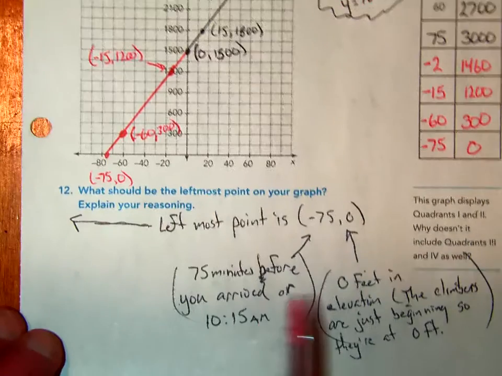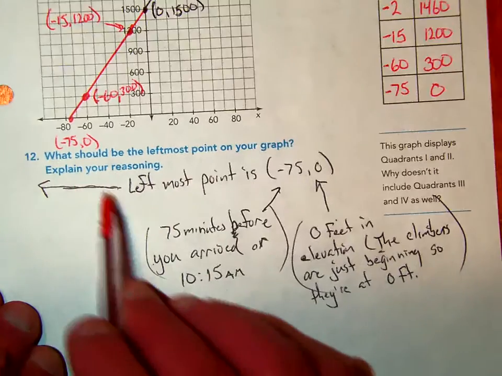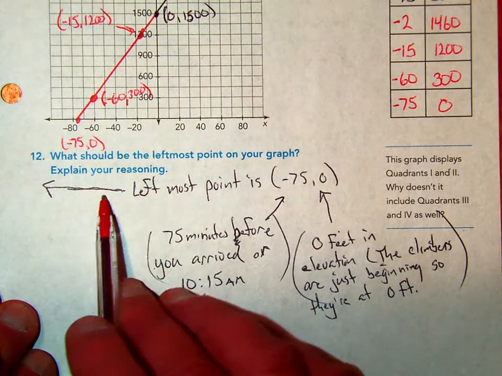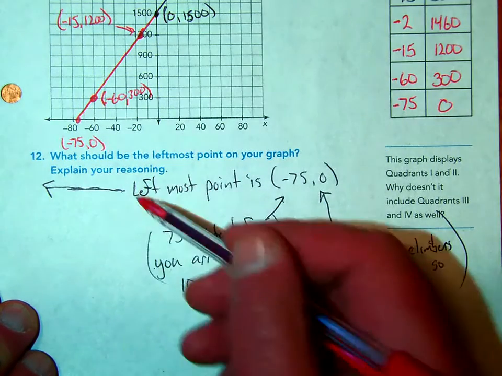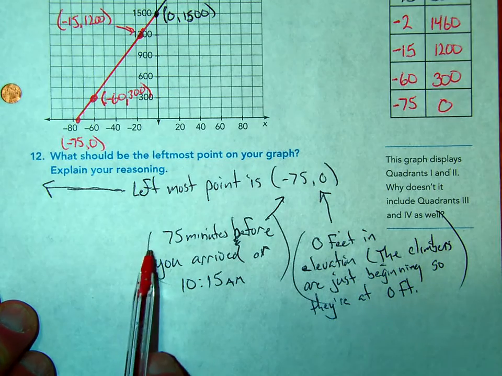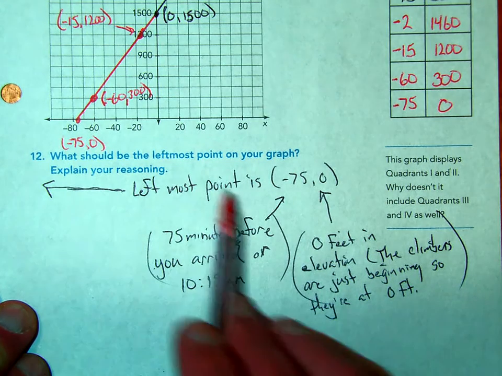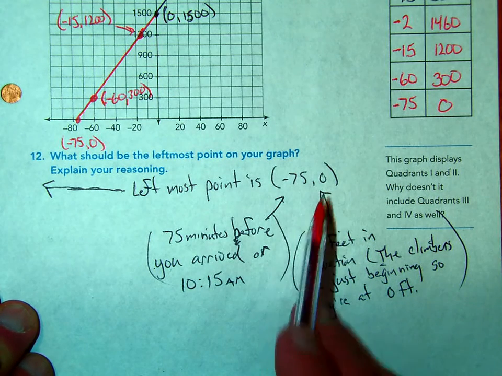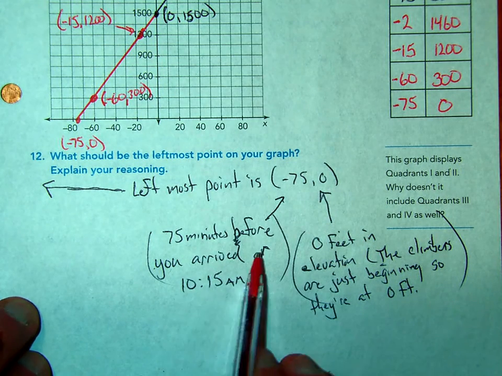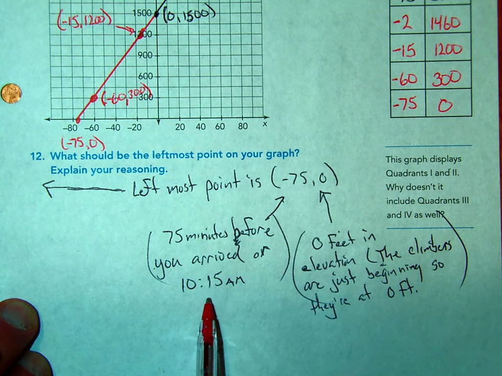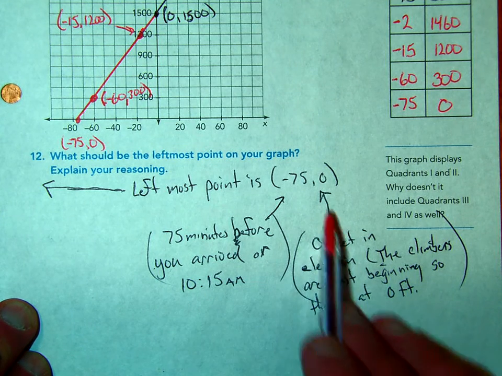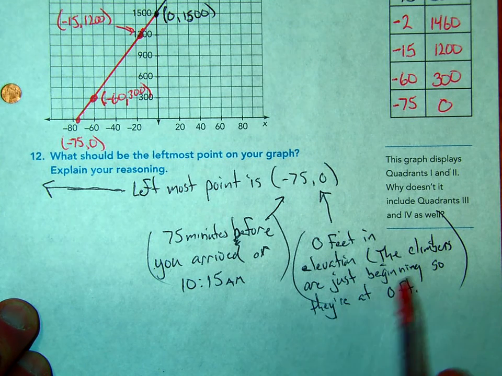What should be the leftmost point on your graph? Explain your reasoning. The leftmost point goes this direction, so I just did the arrow. And the point there is negative 75, 0. That's 75 minutes before we arrive. That time is 10:15. And the 0 is 0 feet in elevation. The climbers are just beginning, so they're at 0 feet of their climb.